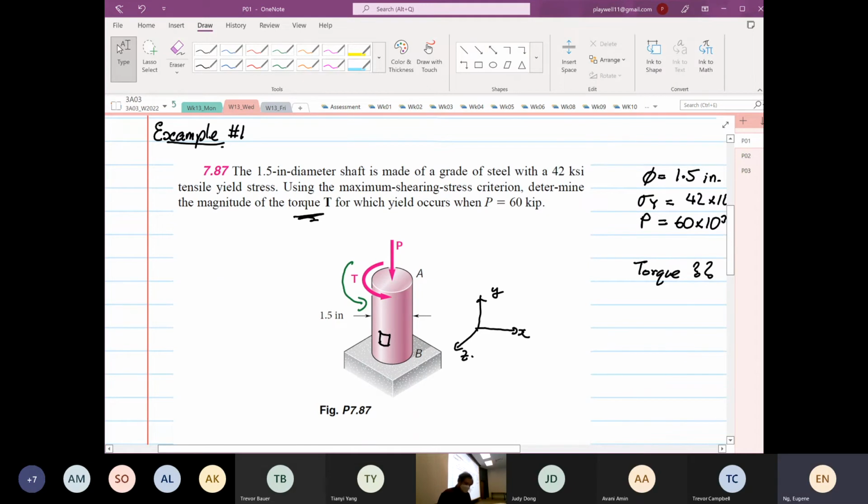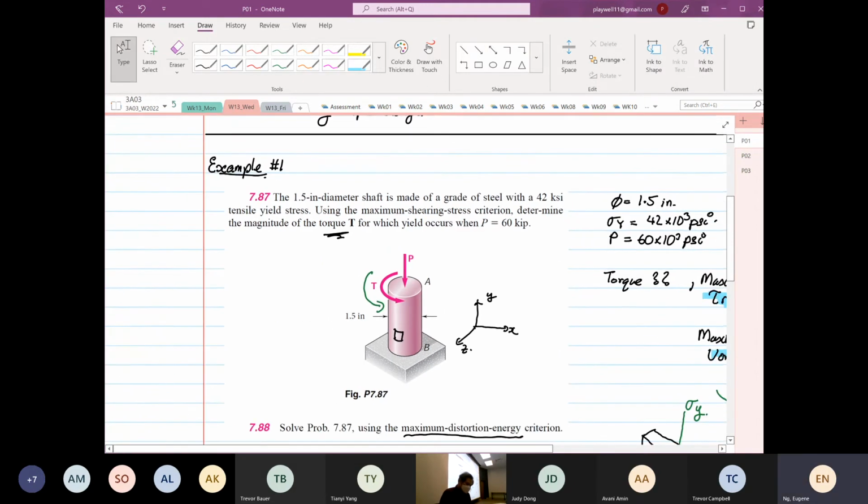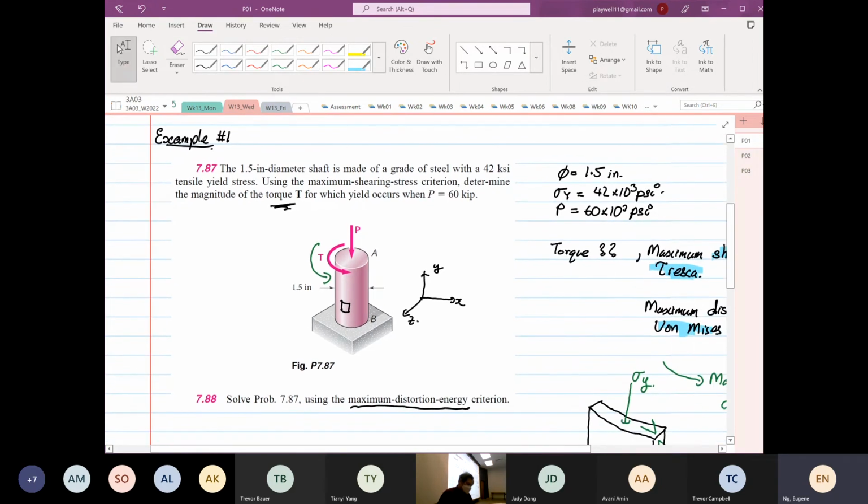So example number 1, which we started analyzing last week: we have a shaft of diameter 1.5 inch, and it has a tensile yield strength of 42 ksi. For this problem, I'm going to emphasize using the maximum distortion energy criteria to determine the value of torque for which yield occurs when P is equal to 16 kilopounds of force.